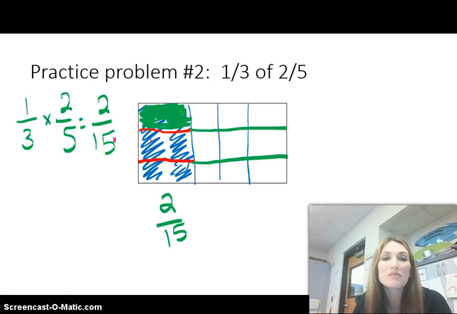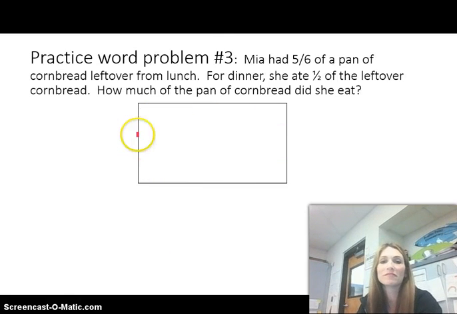All right, let's go ahead and look at practice problem number 3. And it's a practice word problem. Mia had 5/6 of a pan of cornbread left over from lunch. For dinner, she ate 1/2 of the leftover cornbread. How much of the pan of cornbread did she eat?